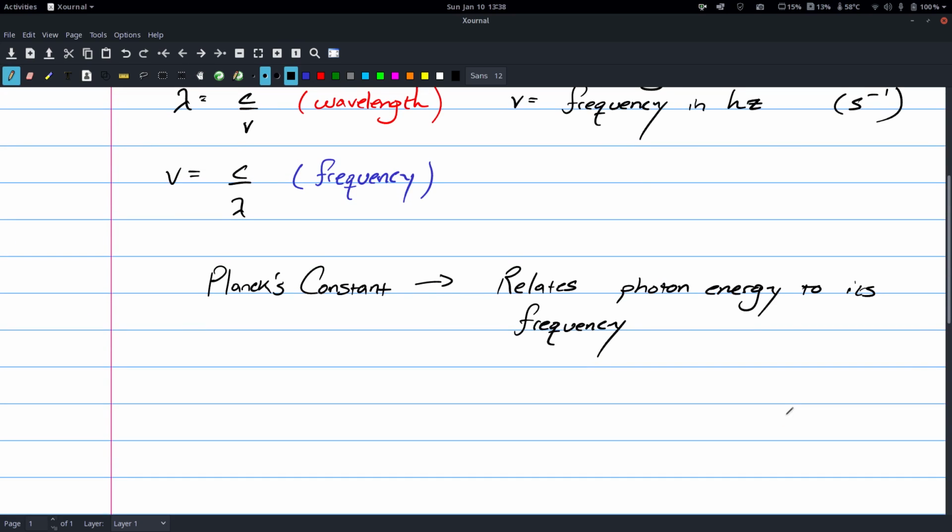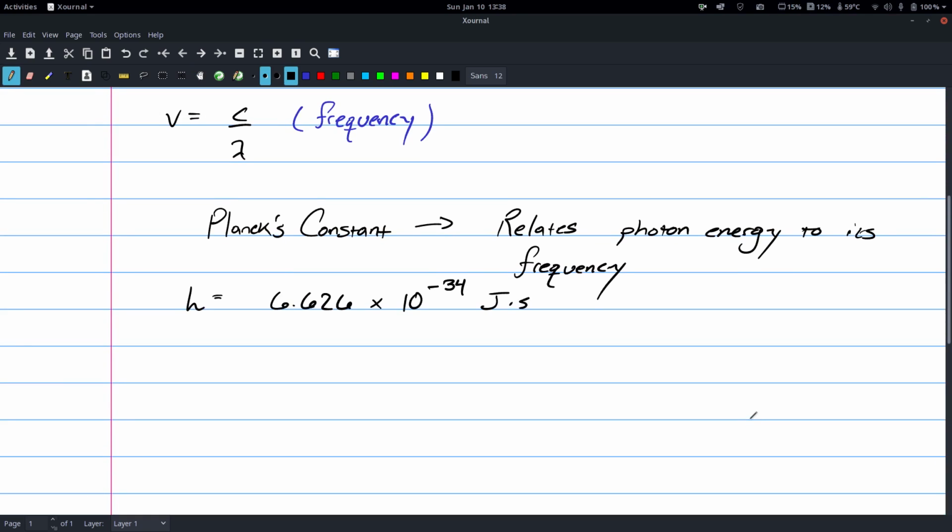All right. So, anyways, Planck's constant is represented by a lowercase h, and it is the most common way that I've seen it written. This is how I always do it. 6.626 times 10 to the negative 34 joules seconds.